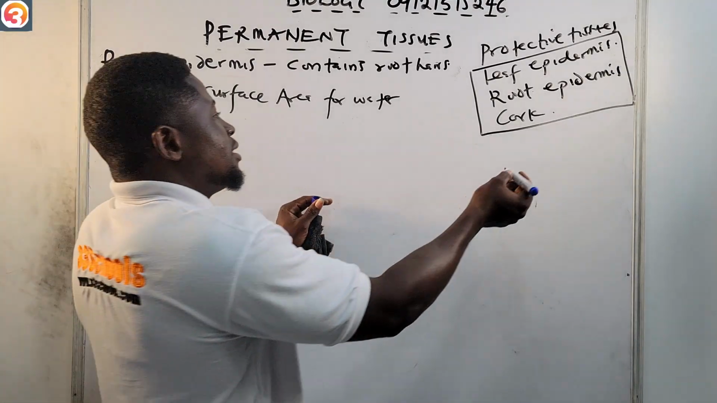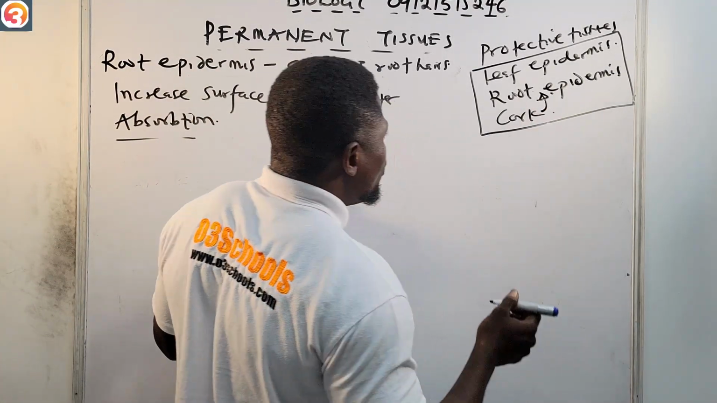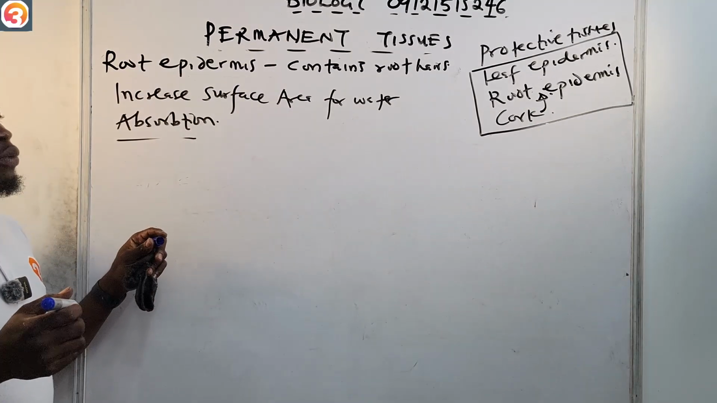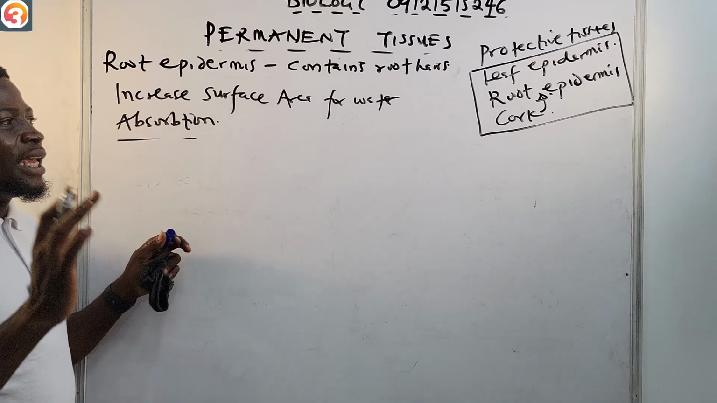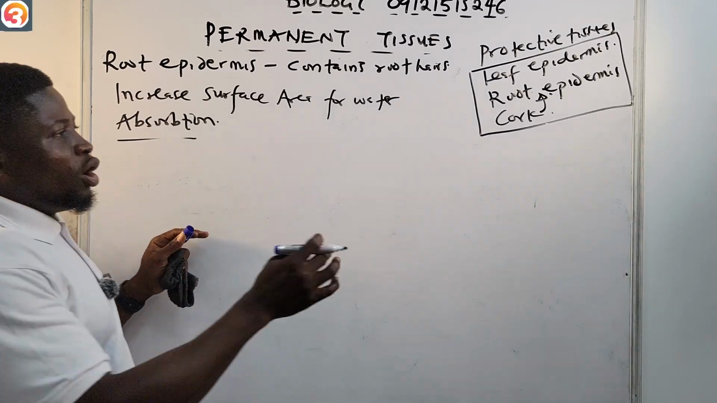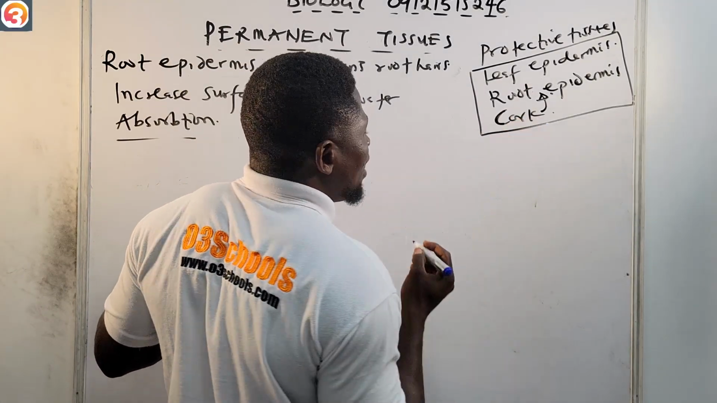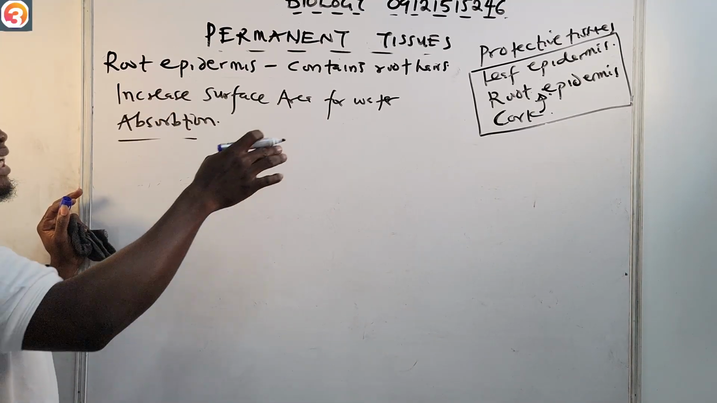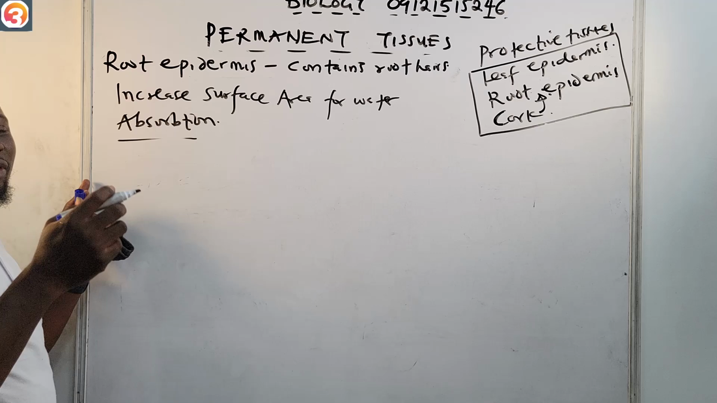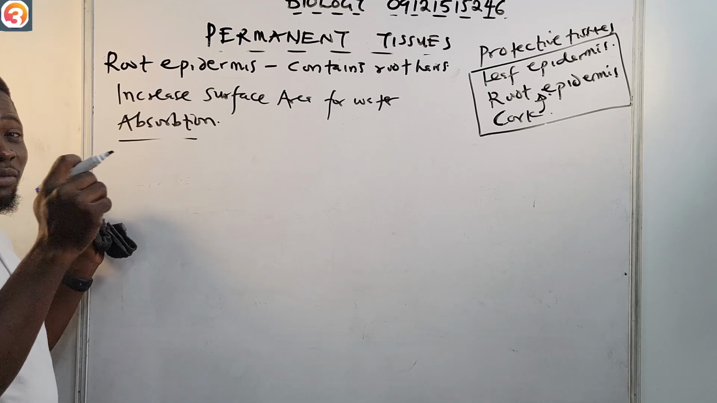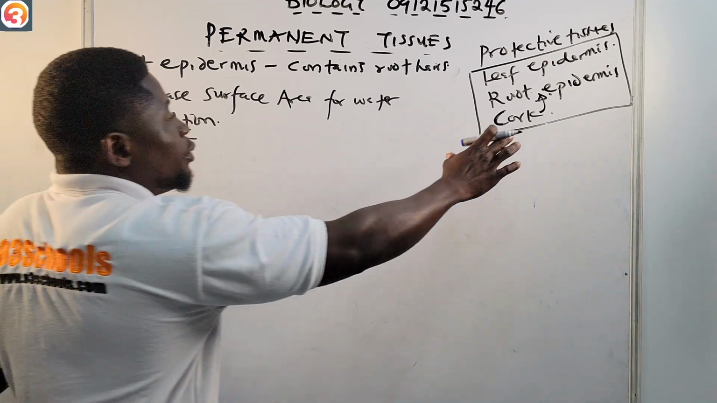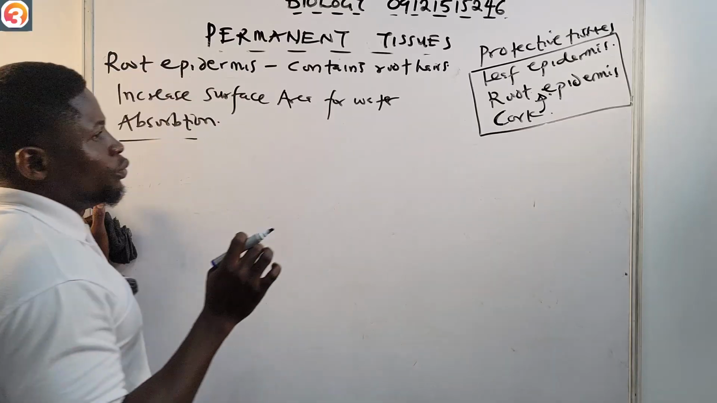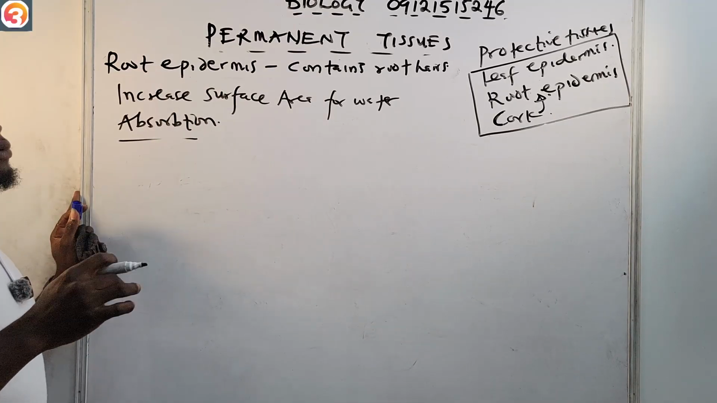And then the third one is formed from what? From protective tissues, the one we call cork, C-O-R-K. Cork is made from the protective tissue. We usually find this cork in the old bark of trees, all those old trees. That's where we find cork, found in the woody stem of old plants.